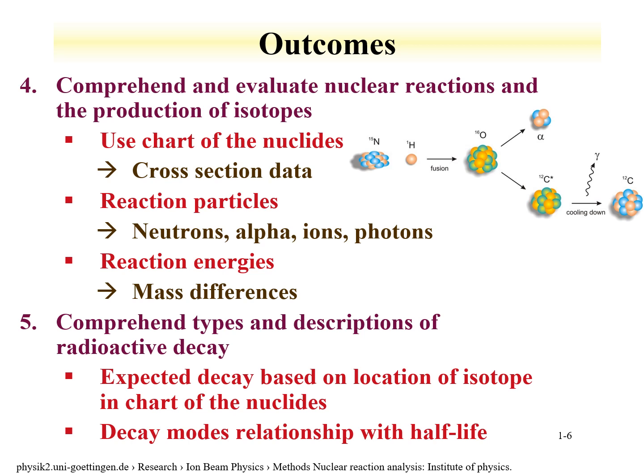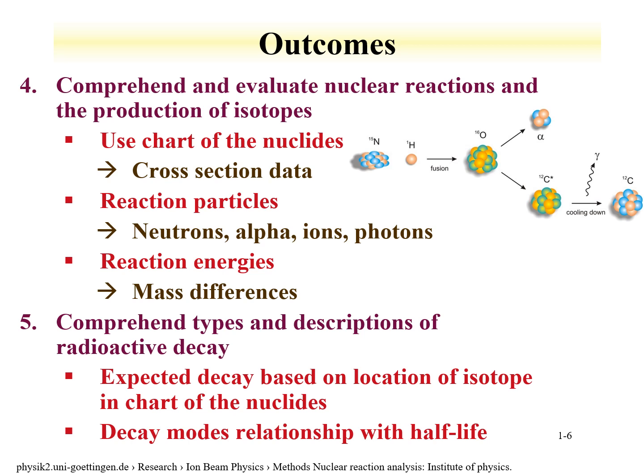The students should also be able to comprehend and evaluate nuclear reactions and how isotopes are produced. This can be obtained and understood from using the chart of the nuclides. One can evaluate certain reactions. So for instance, here's a reaction shown here of a proton and nitrogen-15 makes oxygen-16. There's an alpha particle decay that makes carbon-12. That's in an excited state. It gives off a photon. Now it makes a ground state carbon-12.